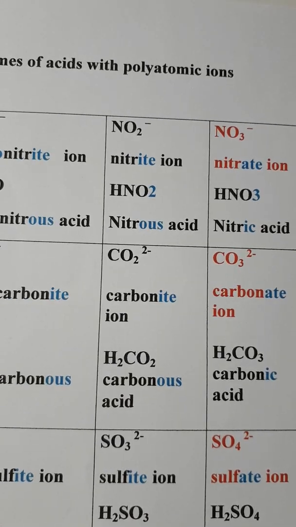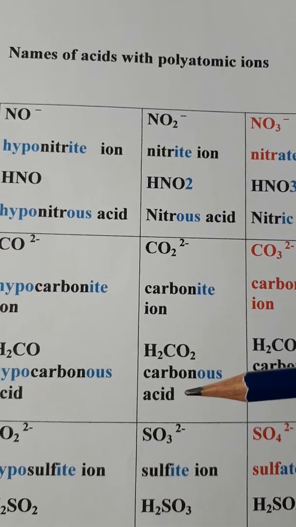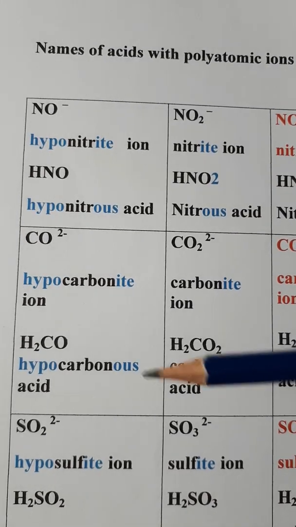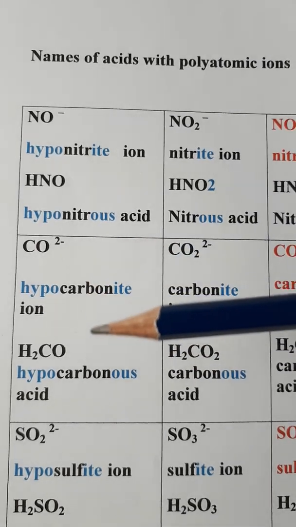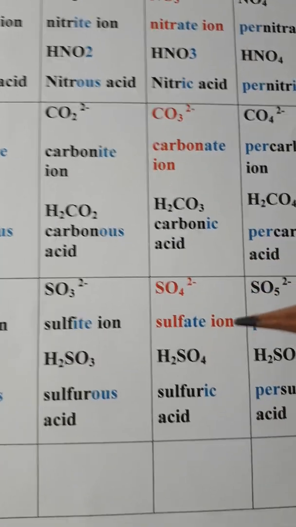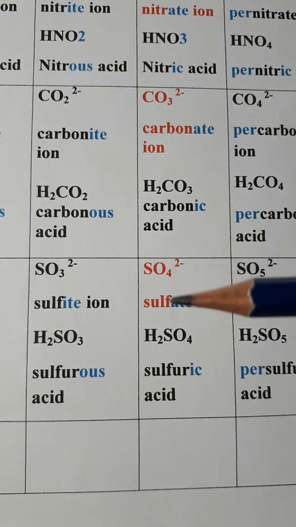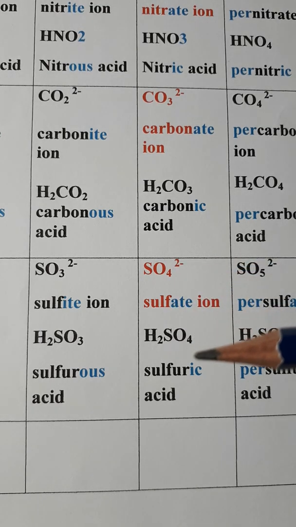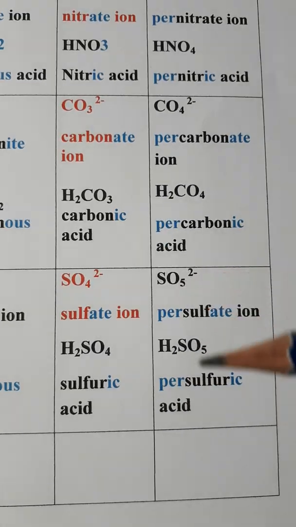To the left, like nitrous acid here, this is carbonous acid. And then with this ion, hypocarbonous acid. Let's see with the sulfate ion. Again, we have to put 2 H's, that means H2SO4, sulfuric acid, ic. To the right, persulfuric acid with 1 more oxygen.